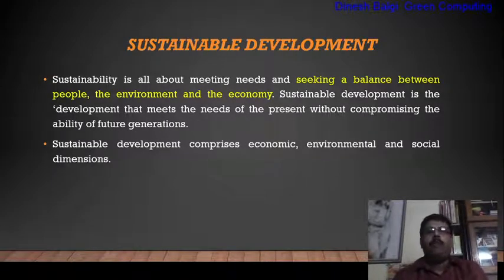Next is sustainable development. Sustainability, what we call a sustainable green environment. When we talk about that, what exactly is sustainability, or what is a sustainable environment? Suppose one production is done by a certain company, and straight away you go and tell that company to stop, you cannot produce the materials, so they will have economic losses. So the term sustainability means meeting the needs and seeking the balance between.